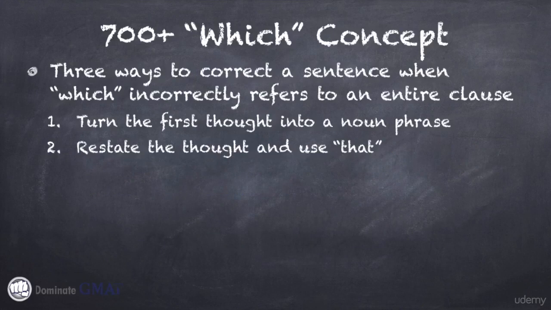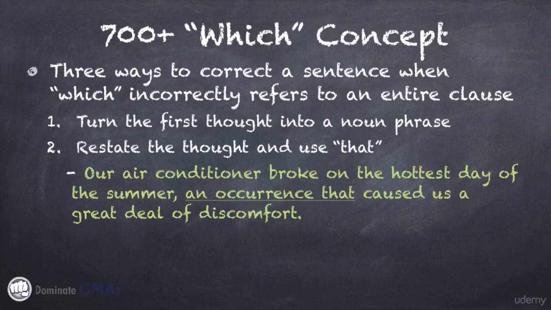A second way is to insert some additional information to make clear that we're referring to the entire incident, the entire clause, right? So we restate the thought and use the word that instead. As you see here, our air conditioner broke on the hottest day of the summer, an occurrence that, right? So now I'm not just using the word which. I can't just use the word which. We know that is not allowed. But by saying an occurrence that, it's clear that it's the entire situation, the breaking of the air conditioner that caused us a great deal of discomfort, and that resolves the issue as well.